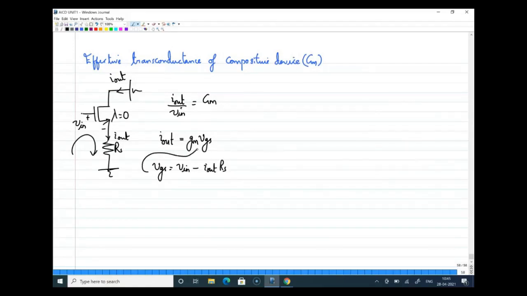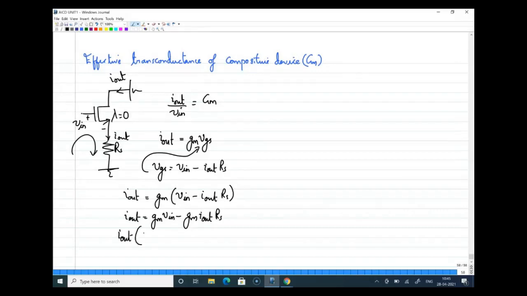Now substituting this back into the expression, I can write I out is equal to gm into (V in minus I out into RS). Taking I out to the side, it is I out times (1 plus gm RS), which is equal to gm into V in, or I can write I out by V in is equal to gm by (1 plus gm RS).